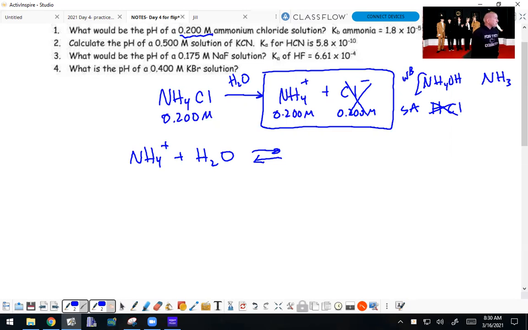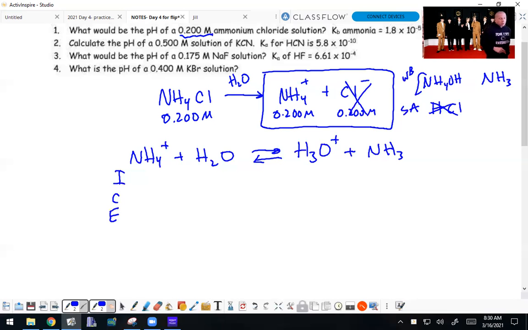NH4 plus is going to act as an acid and donate its H plus. Anyone that's positive is going to donate an H plus. Anyone that's negative is going to accept an H plus. So water can act as the acid or the base. In this case, it's accepting the H plus and you get H3O plus. So water is acting as a base and there's its conjugate acid. And then NH4 plus would produce NH3, forming conjugate acid-base pairs. All right, now we have an ICE chart.